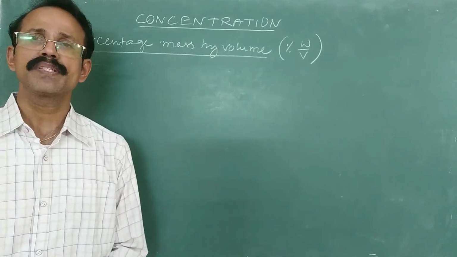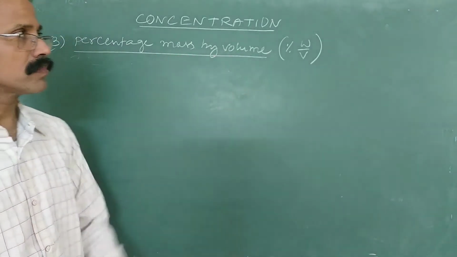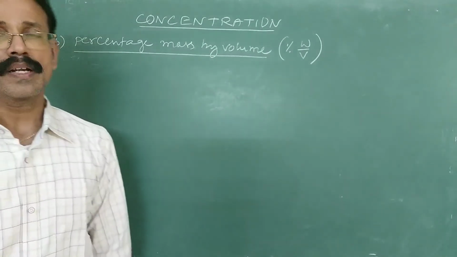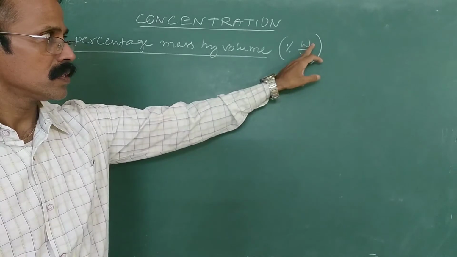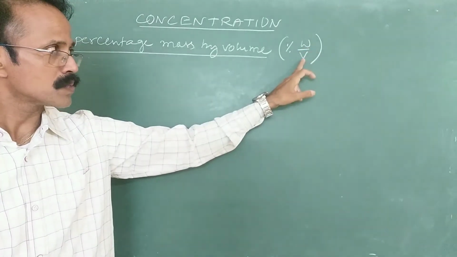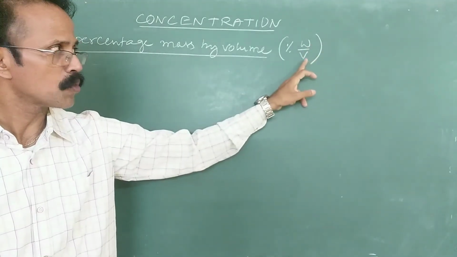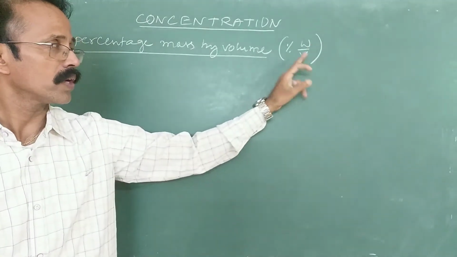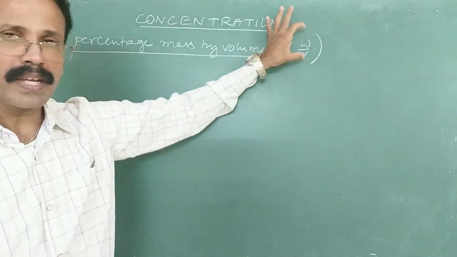The third method of expressing the concentration is percentage mass by volume. Here the amount of solute is expressed in terms of weight, and the amount of solution is expressed in terms of volume. This is the amount of solute, this is the amount of solution. It is denoted by percentage W by V.